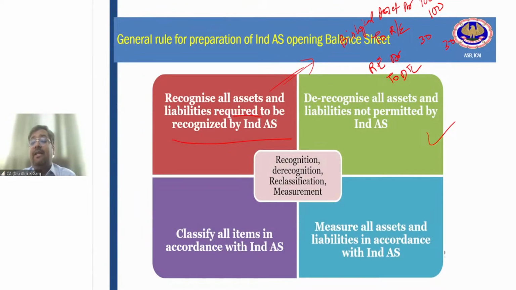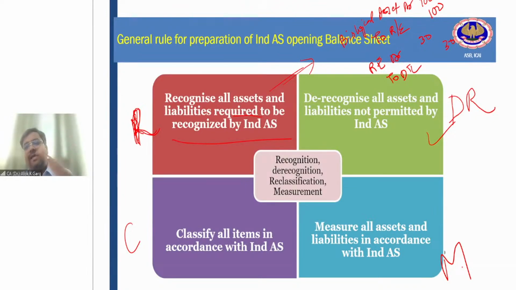Measure all assets and liabilities in accordance with Ind AS. We talked about recognition. So recognize as per Ind AS, derecognize as per Ind AS, classify as per Ind AS, measure as per Ind AS on the date of transition. For example, on 31st March 2018. I am taking the example of 31st March 18 because all the examples I have taken for the current year are 1920.